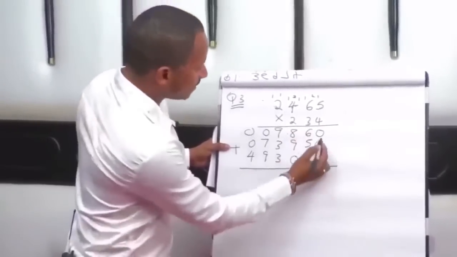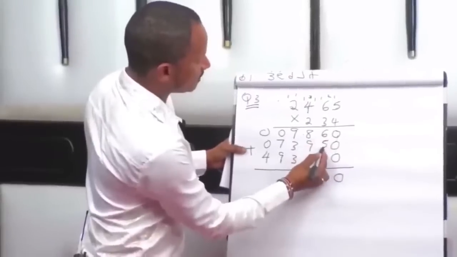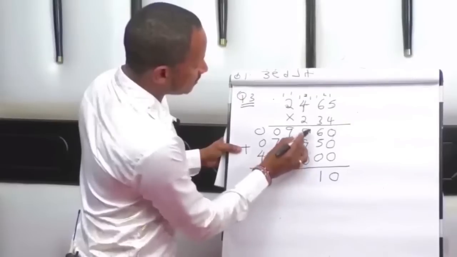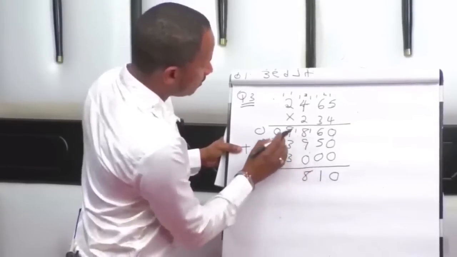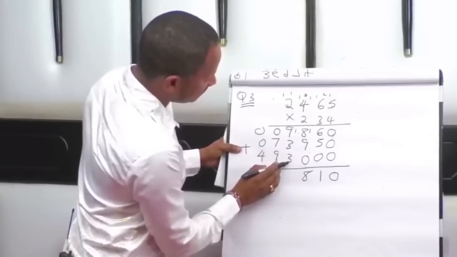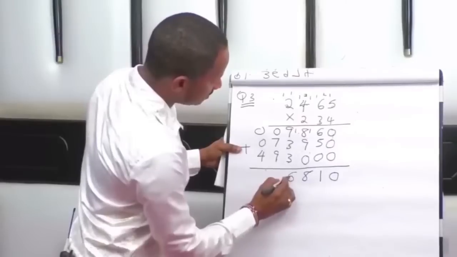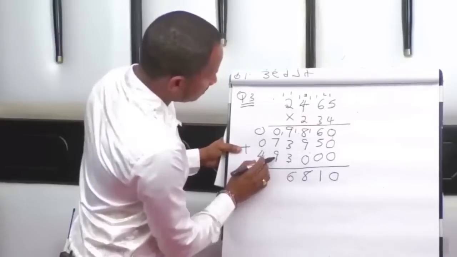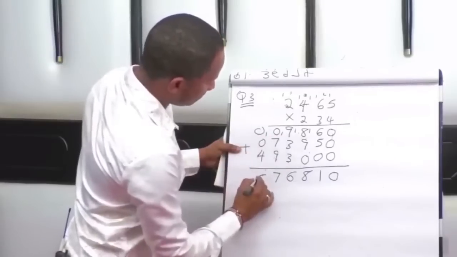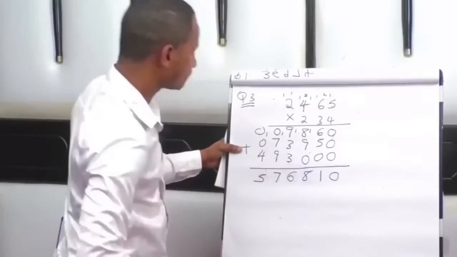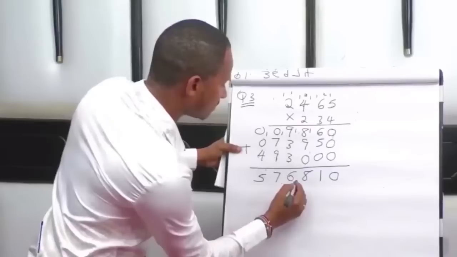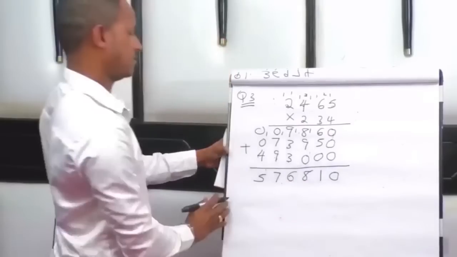Okay? So when we add them, 0 plus 0 is 0. 6 plus 5 is 11. 1 carry 1. 8 plus 9 is 17, plus 1 is 18. 8 carry 1. 9 plus 3 is 12, plus 3 is 15, plus 1 is 16. 6 carry 1. 7 plus 9 is 16, plus 1 is 17. Carry 1. 1 plus 4 is 5. So our number is 576,810. So what does the question want?